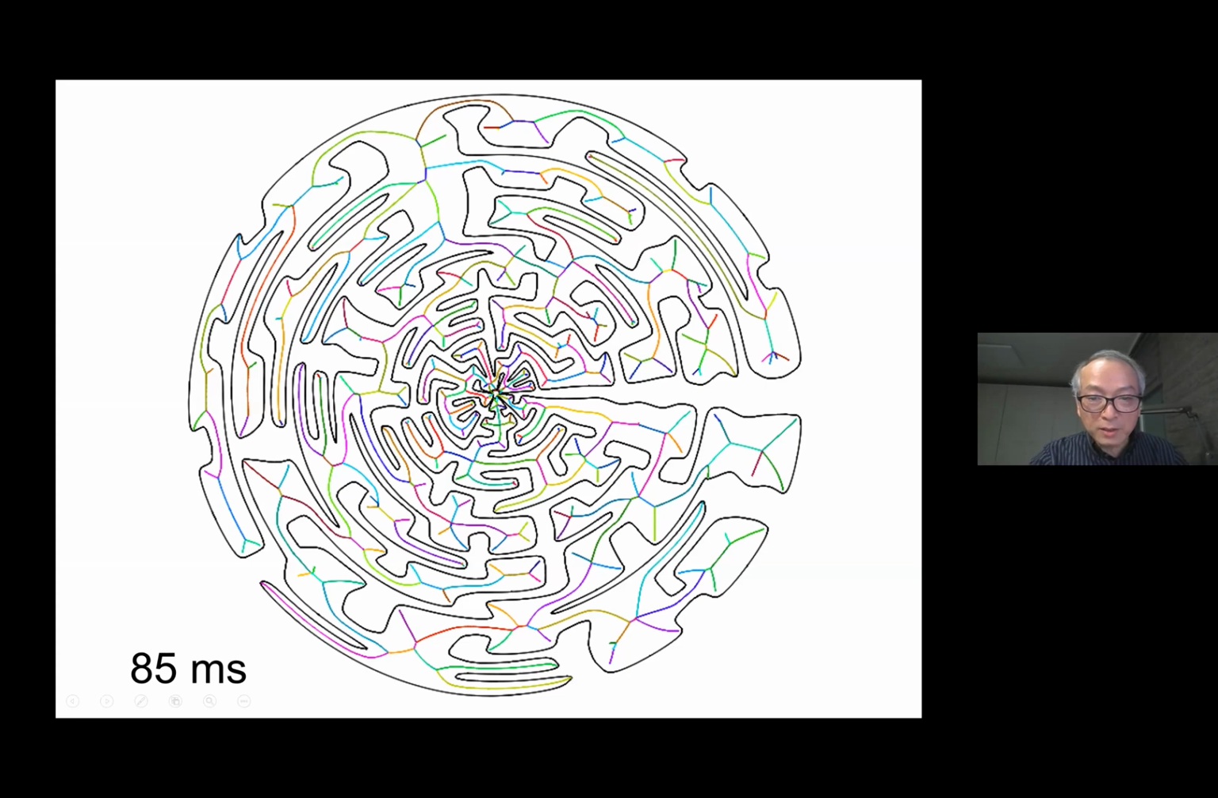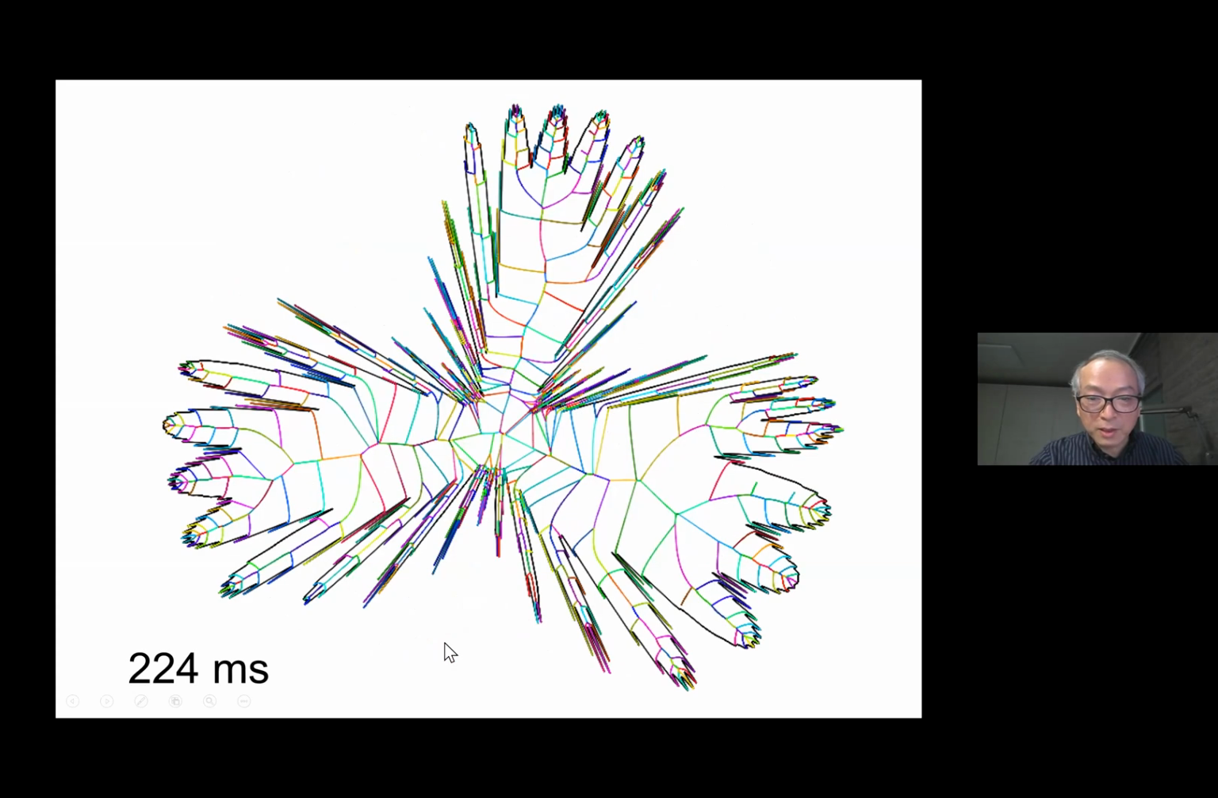We may do slightly faster using new CPUs and GPUs, but still these things can be done in less than 1 second. So we generated a very, very complex geometric model intentionally to introduce all these fractal-like structures. And then the medial axis can be constructed within 224 milliseconds using bounding volume hierarchy for planar geometry models.